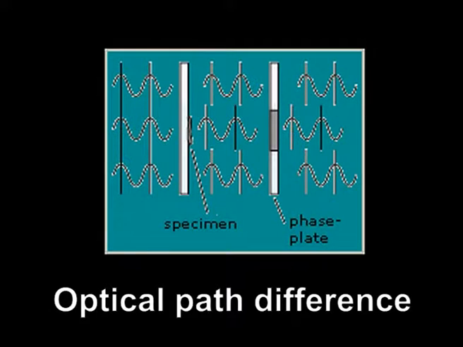Sir, what do you mean by optical path difference? Optical path difference is the difference of path length of light traversing through the specimen and the surroundings. And this depends on the difference of the refractive index of the specimen versus surrounding as well as the thickness.